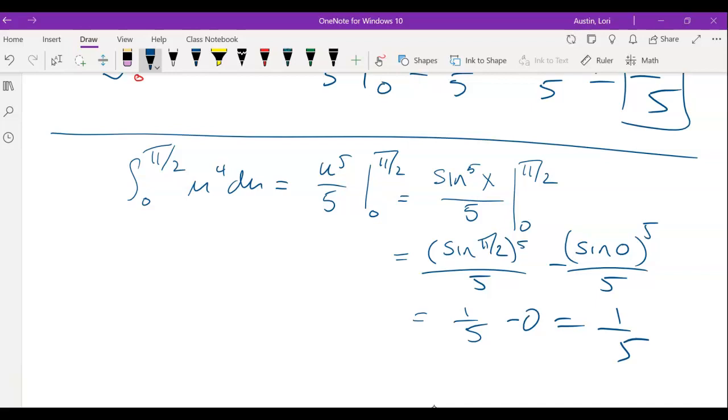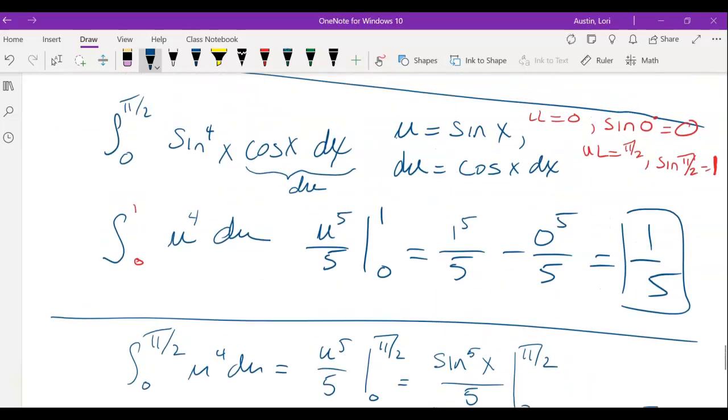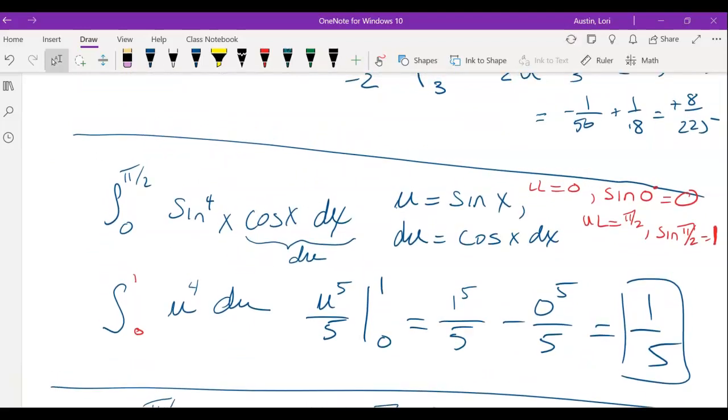Okay? And this one wasn't too bad. Always easier, though, if you change the boundary. Okay, and that's what the theorem has you doing. And I think it's always easier to change the boundary. But if you forget to change the boundary, you got to put the x value back in, and you got to work it out a little more. That's all.